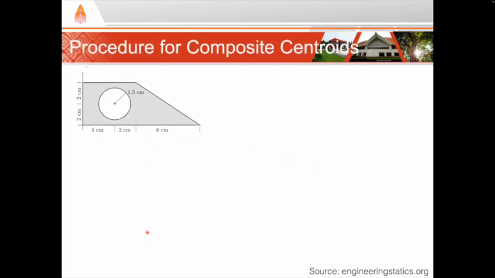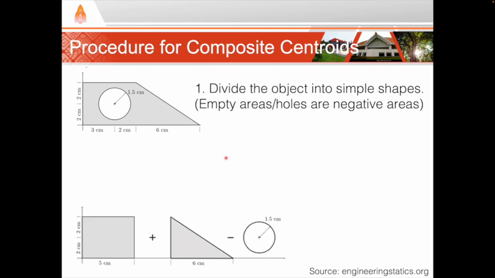And so here is the process for determining the centroid of a composite body. First, divide the object into simpler shapes, the composite shapes, which can include rectangles, triangles, circles, and quadrants. This can also include cutting out empty areas or holes, such as the hole that's missing in this part, and we can consider these as negative areas.